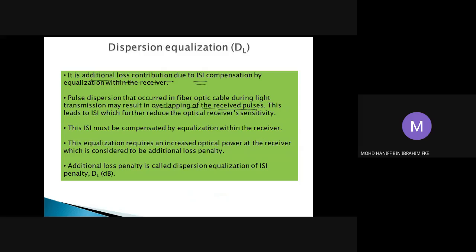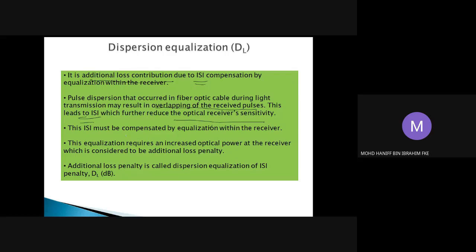So it is understood. When we have dispersion, the pulses will overlap, and the overlap of these pulses will lead to ISI, the intersymbol interference, and this will further result in the reduction of the optical receiver sensitivity. Okay, so this is a chain reaction. When you have dispersion, it will create ISI, and when you have ISI, it will reduce the receiver's sensitivity.